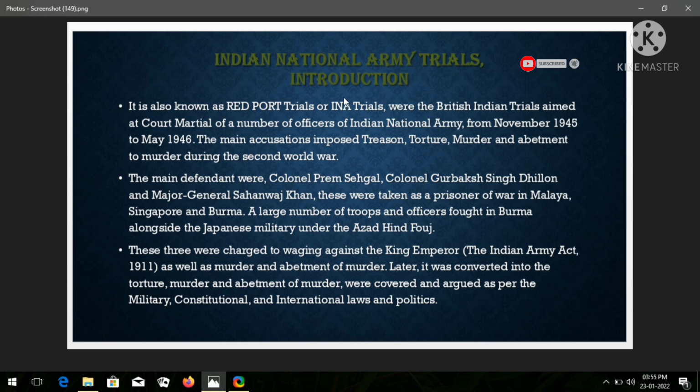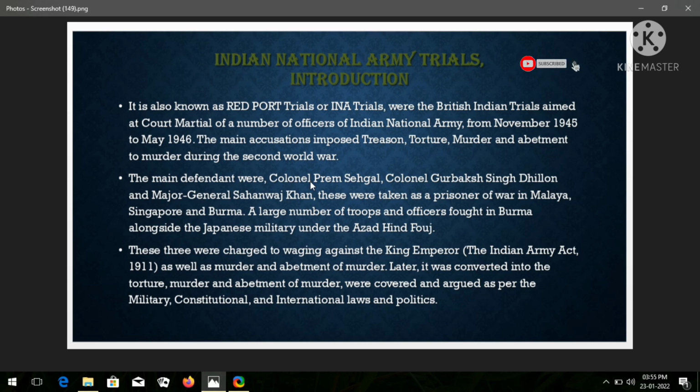Today we are going to discuss the Indian National Army trials. Before proceeding on the topic, I will give you a short introduction. It is also known as the Red Fort trials or INA trials. Basically, these were the British Indian trials aimed at the court martial of a number of officers. You know what happened in the background of this topic?